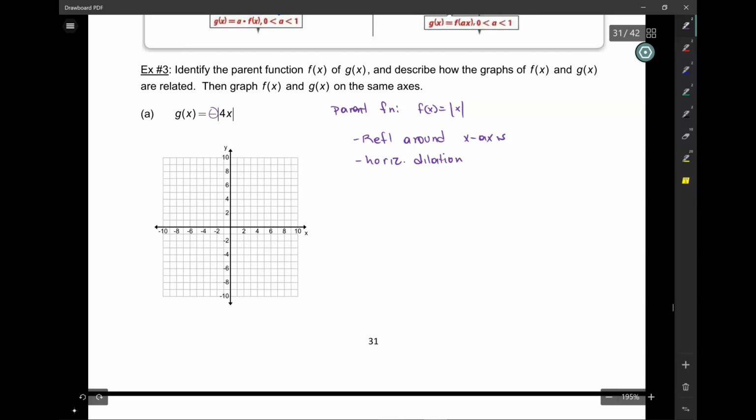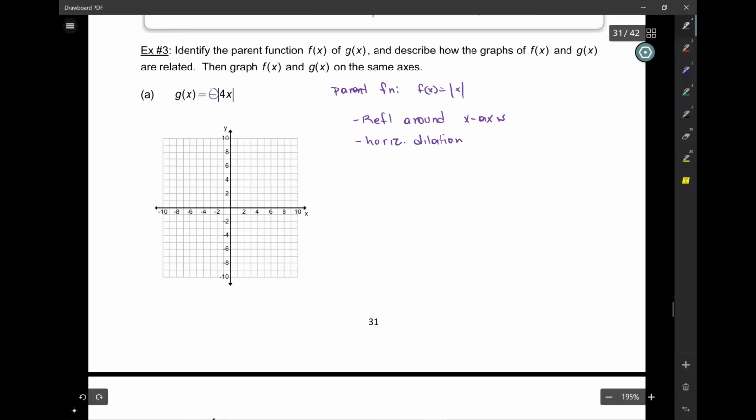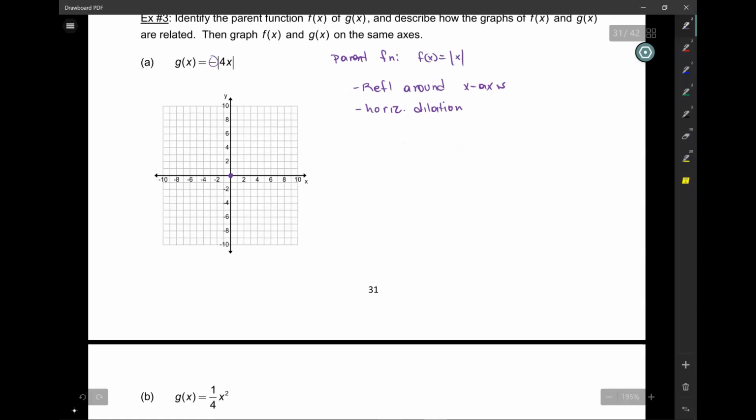All right. So to graph this, it says to graph f and g on the same axes. I'm just going to graph g of x for now. So this is going to be negative absolute value of 4x, right? So my vertex is still there. And now if I go over 1, I'm going to go down 4. And it's symmetric. And that's all I need.